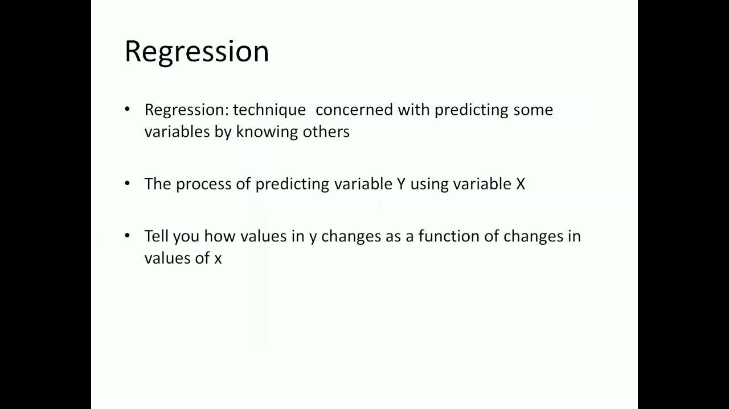Okay, so there are two methods: one is the least square method and the other is considering the mean. We have to judge the independent variable and the dependent variable, how the exact relation is, and how the independent variable impacts the dependent variable. So regression is the technique concerned with predicting some variable by knowing others, the process of predicting variable y using variable x.